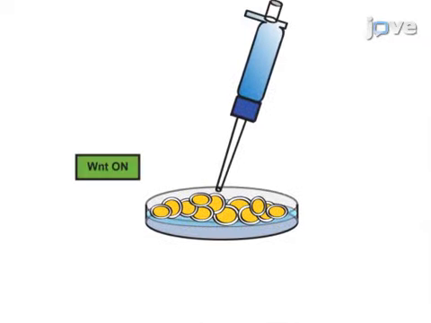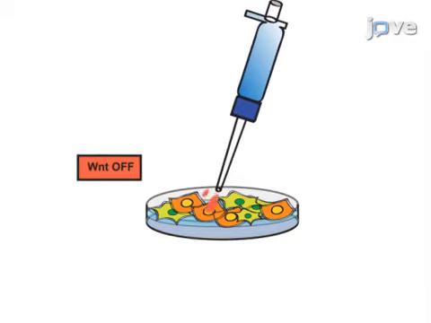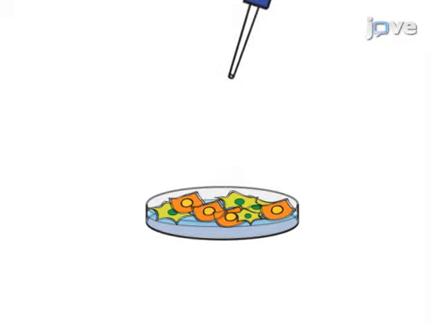A small molecule compound that activates the Wnt cell signaling pathway is then added, and the cells are incubated for 2 days to induce the formation of mesoderm. Next, a small molecule compound that inhibits the Wnt cell signaling pathway is added to the cells to specify cardiac mesoderm differentiation. The cells are then incubated for 2 more days.